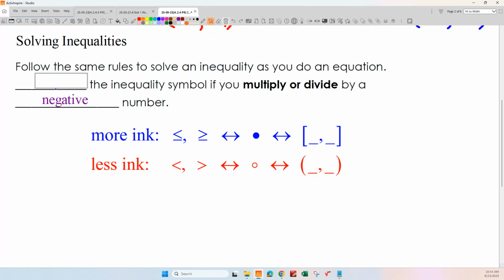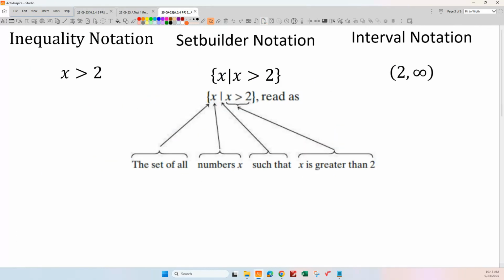If I have an inequality and I multiply or divide both sides of the inequality by a negative number, what does it do to that inequality? Flip-flops it, doesn't it? So it's going to flip it around. That's an easy thing to forget. Okay, let's try just a couple here real quick.